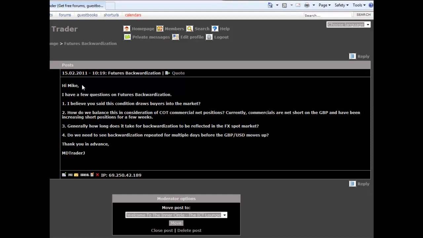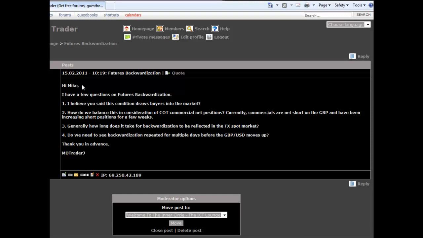And it says, how do we balance this in consideration with COT commercial net traders position? Currently, commercials are net short on the cable and have been increasing short positions for weeks now. Okay, this gets back to what I was stating earlier. COT data is such a long-term perspective. Don't be thinking you have to be looking at it every single day, because you're going to get tripped up, and you have to wait for patterns to set up on a longer term scale that'll tell you that the move is now in place. It ain't going to give you the ability to call the high and low all the time, so don't think that you're going to be able to get that type of information from this.